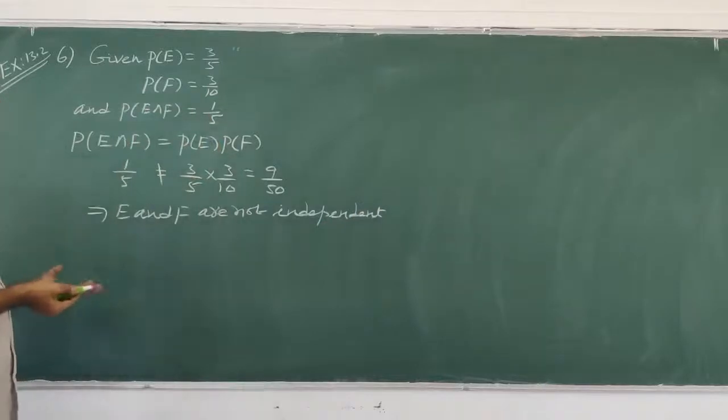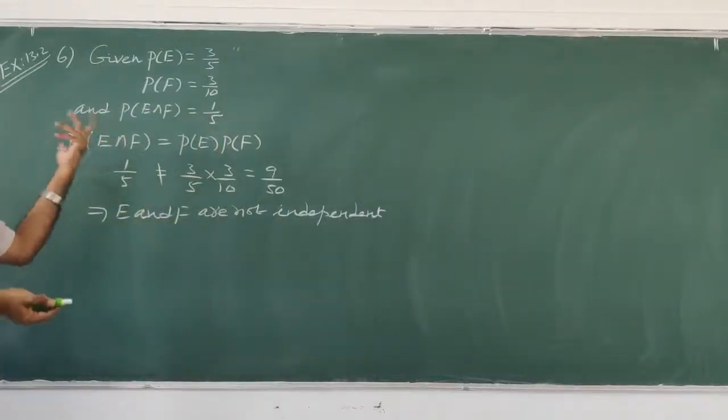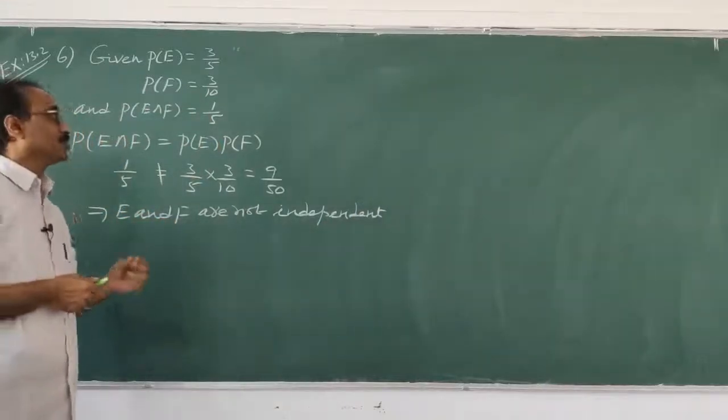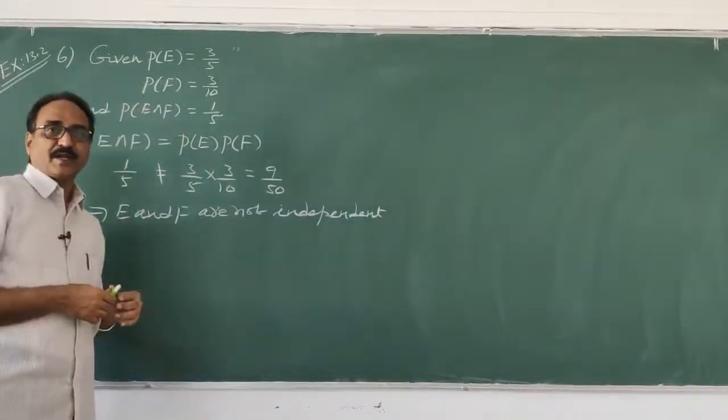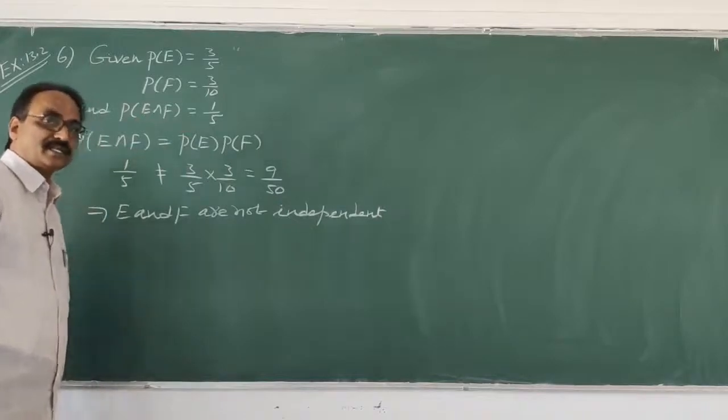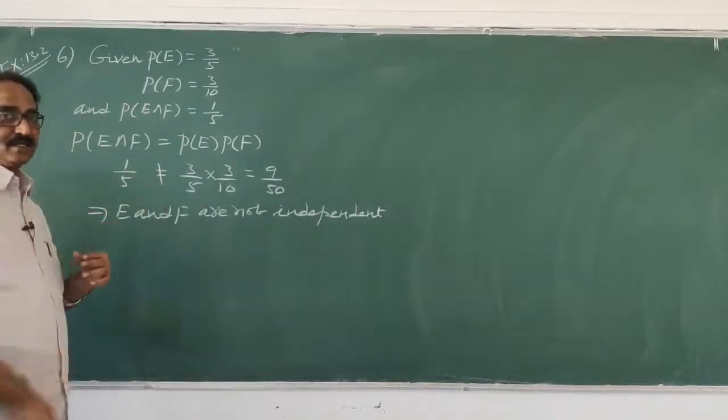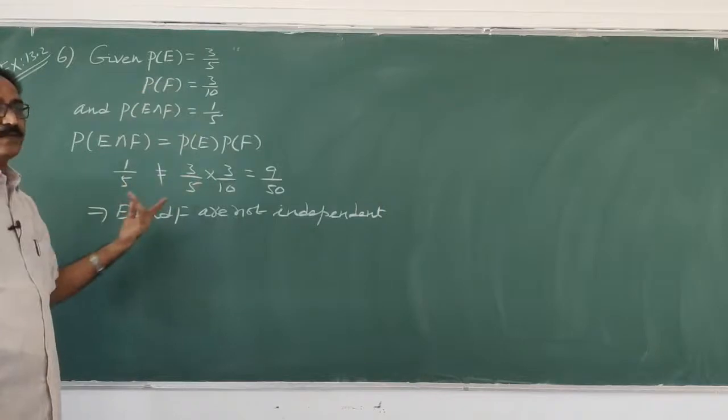So from this we came to know that E and F are not independent. It may be given for 2 marks also. Suppose some working is given, and you have to prepare P of E, P of F and P of E intersection F yourself, that would be 3 marks. If everything is directly stated, it is 2 marks.